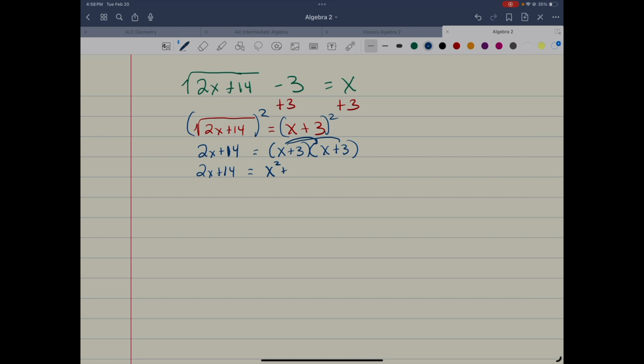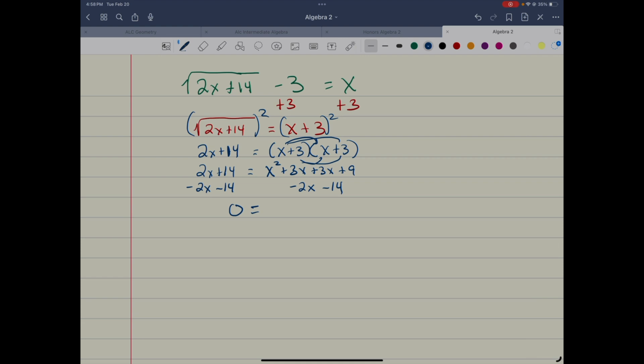Outside is plus 3x. Inside is plus 3x. Last is 9. Okay, so we're going to simplify this. So I'm going to go ahead and subtract 2x and subtract 14. Kind of combining two steps here probably, but that's all right.